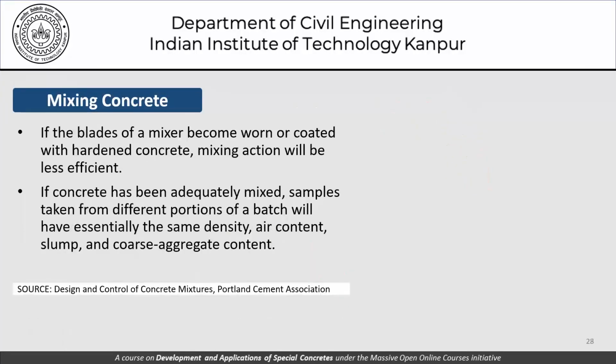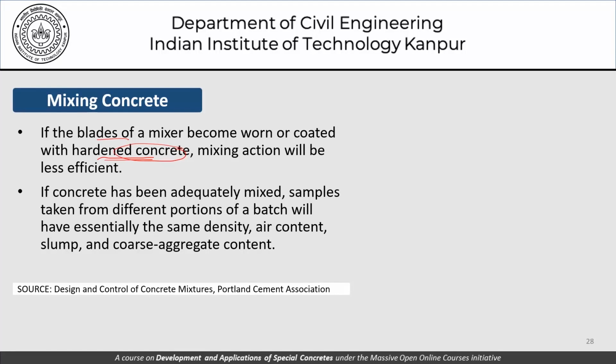If the blades of a mixer become worn or coated with hardened concrete, the mixing action will be inefficient. So we have to make sure that the blades of the mixer are not worn out and they are not coated with hardened concrete. Now, in order to ensure that they are not coated with hardened concrete, it's important to ensure that at the end of a mixing operation, the mixers are thoroughly washed and it's ensured that no cement or concrete adheres to the mixing blades or the scrapers or the sides of the mixer.